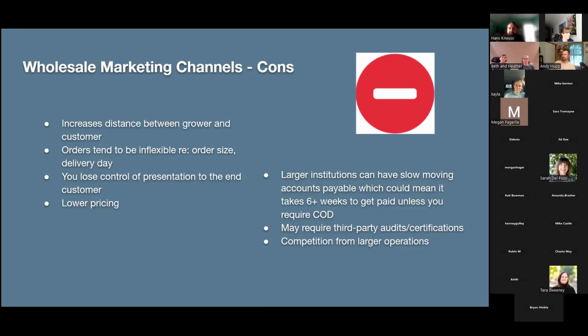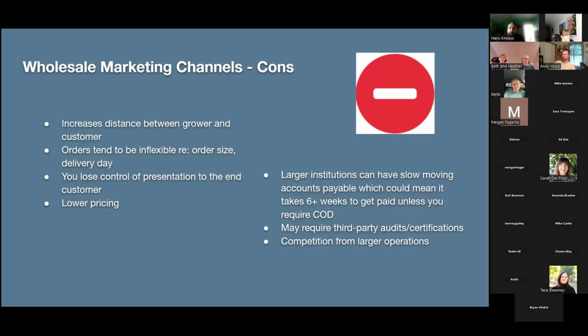But then you also have lower pricing for the most part on wholesale, which comes with the larger quantities. Sometimes larger institutions or certain companies can have slower moving accounts payable, which can be an issue. A lot of times we did cash on delivery. But we've had certain restaurants that have been a bit of an issue, especially newer restaurants, where they maybe get in over their heads and then they keep pushing you back. And if you're a smaller seller, they're not as afraid of you coming after them.